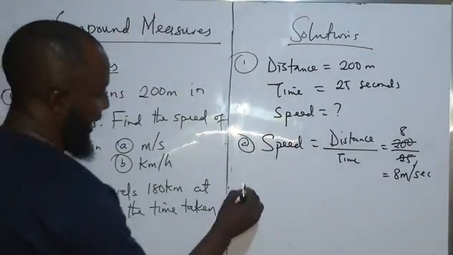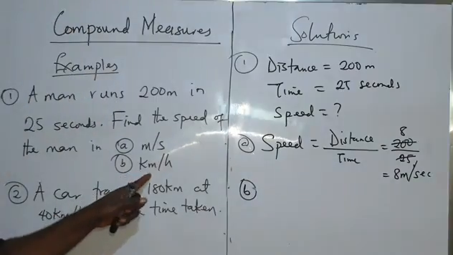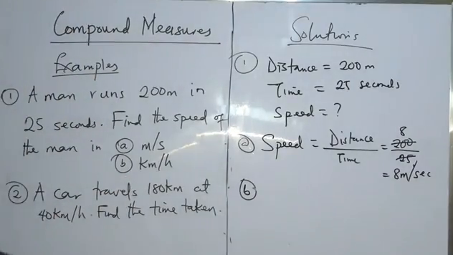Question B asks us to find it in kilometers per hour. Now, what you're going to ask yourself is that you can do it in two ways.